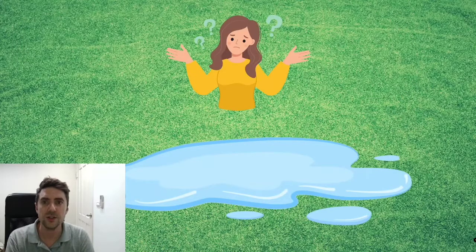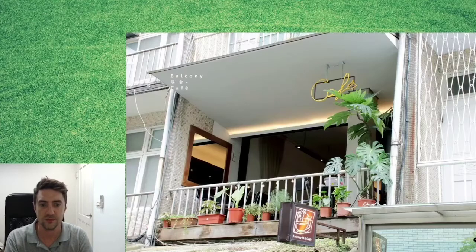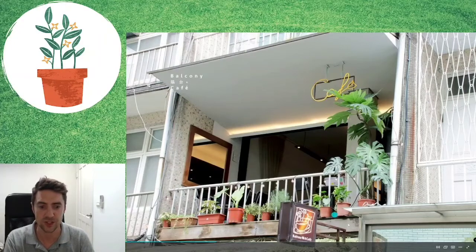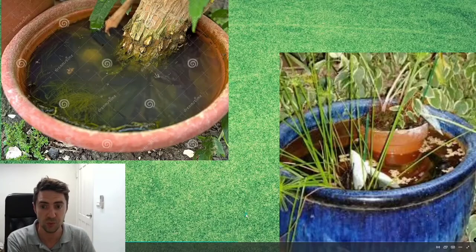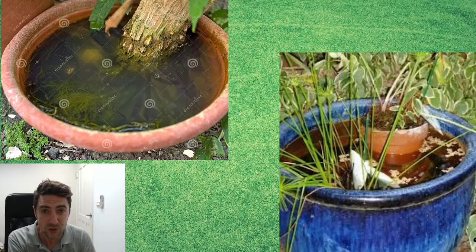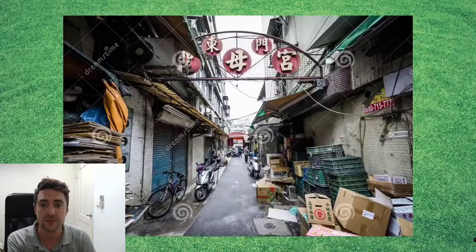So where is the water that the mosquitoes like to lay their eggs in? Sometimes it's close to our house, like in the balcony next to our windows. Sometimes we have flower pots for the plants, and this is a good place for the mosquitoes to lay their eggs if there's too much water. If there's too much water in the flower pots, they can lay their eggs there. And it might be very close to our house, so it's not good.